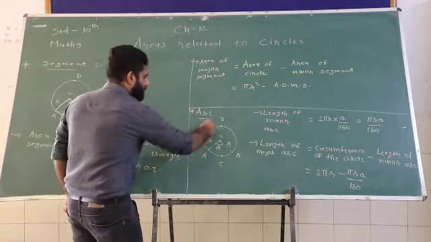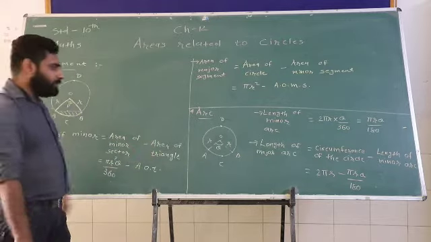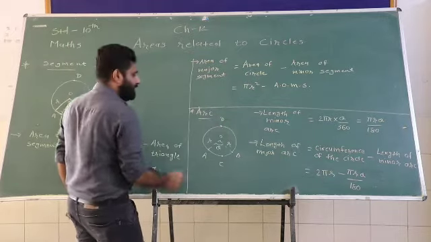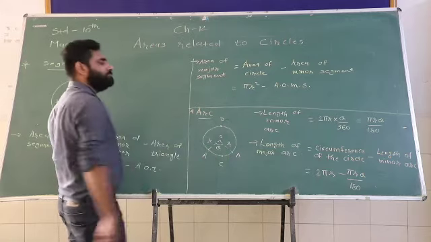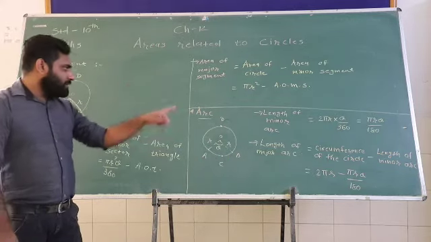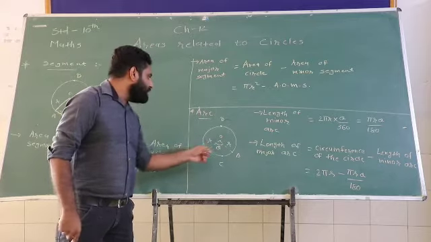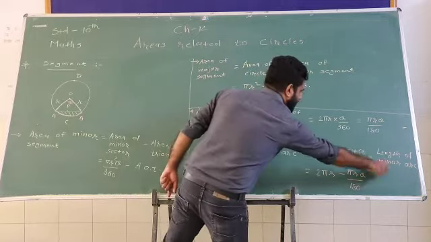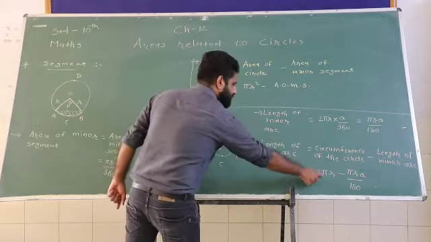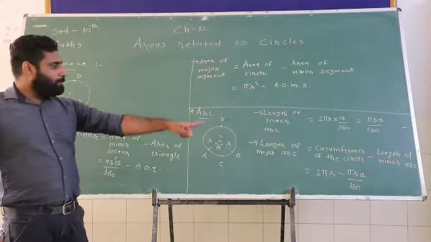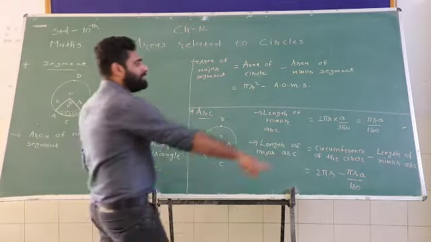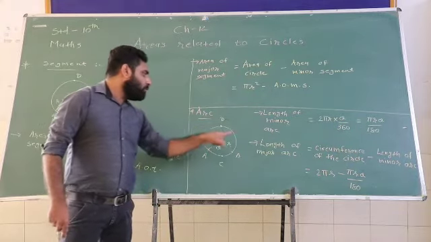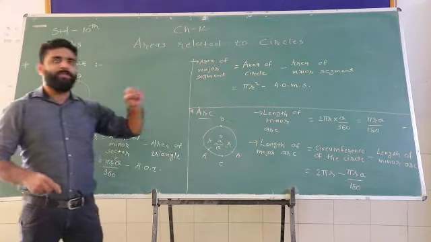Now the length of this major arc, very simple. Length of the whole circle, that means the circumference of the circle, minus the length of the minor arc, so you will get the length of the major arc. What is the circumference of the circle? 2 pi r minus the length of the minor arc, that is pi r theta by 180. By this you can find the length of the major arc ADB.